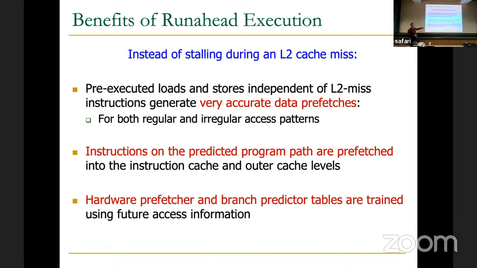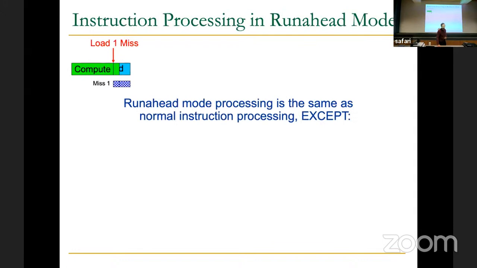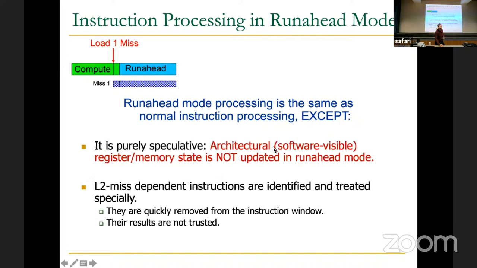Let's take a look at how this works a little bit more, because it's very similar to what the processor does. This run-ahead mode is very similar to what you would do in normal mode, except it's purely speculative. Basically, architectural register or memory state is not updated. Nothing software visible is updated. The whole purpose is prefetching, just like pre-execution threads that we have shown earlier. L2 miss-dependent instructions are identified and treated specially, basically. They're quickly removed from the instruction window so that they're not stalling the window.